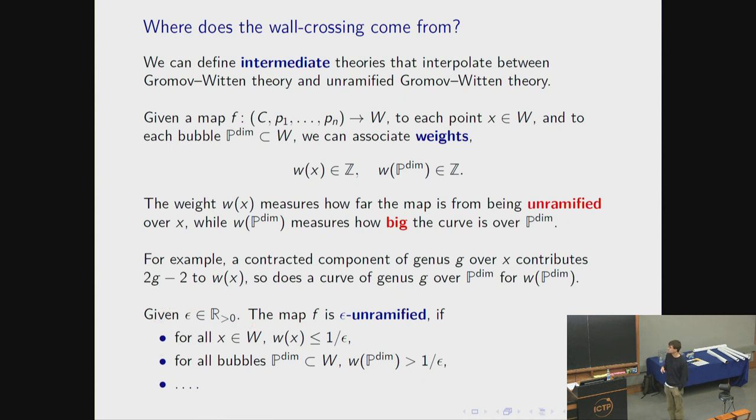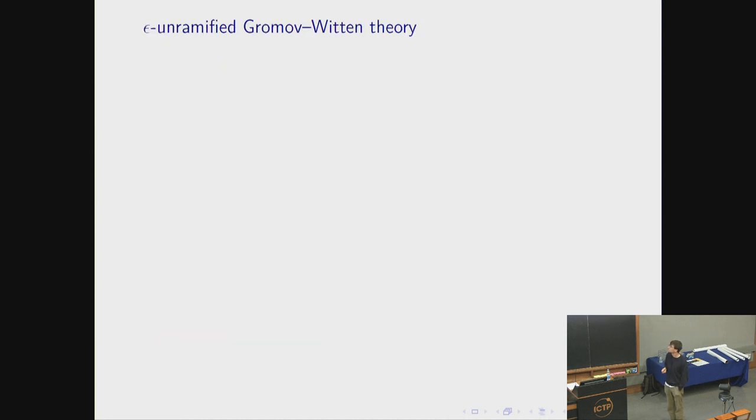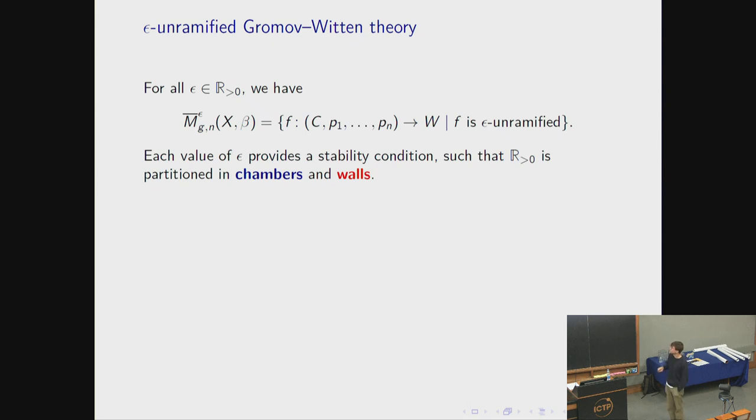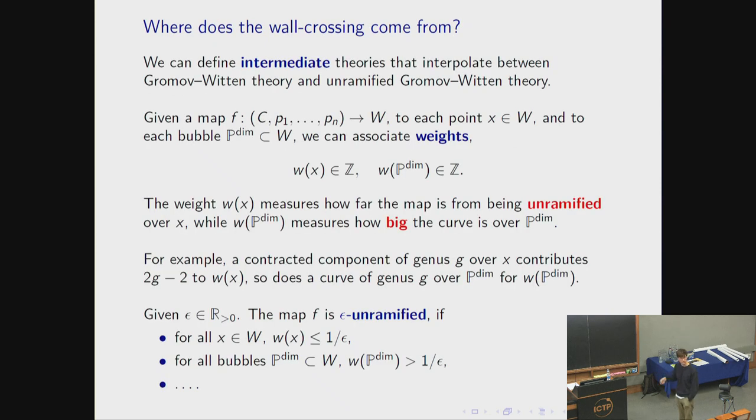So what's so nice about it is that, in some sense, it's a middle ground, something in between unramified and usual stable maps. And as we vary epsilon, we go from stable maps to unramified maps. So I'll say that more specifically. Firstly, let me define now a space of these epsilon ramified maps. For each epsilon, a real value, we define this space of epsilon unramified maps. So this is just maps to all Fulton MacPherson degenerations, and then they satisfy the condition of being epsilon unramified.